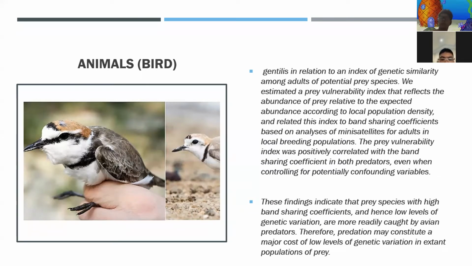The prey vulnerability index was positively correlated with the band sharing coefficient in both predators, even when controlling for potentially confounding variables. These findings indicate that prey species with high band sharing coefficients, and hence low levels of genetic variation, are more readily caught by the avian predator. Therefore, predation may constitute a major cause of low levels of genetic variation and extinction of populations of prey.